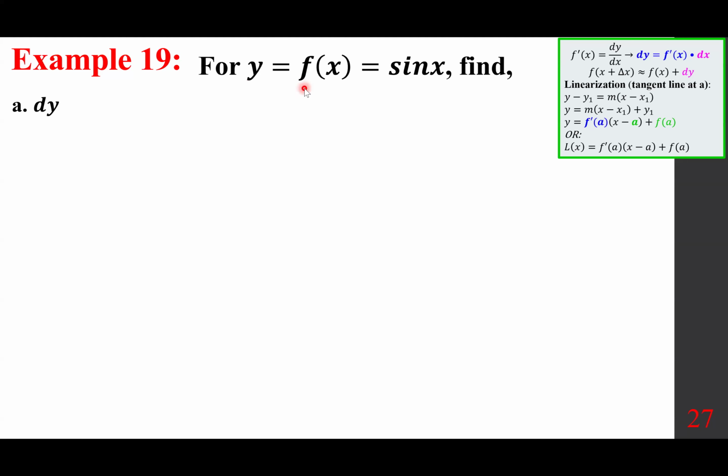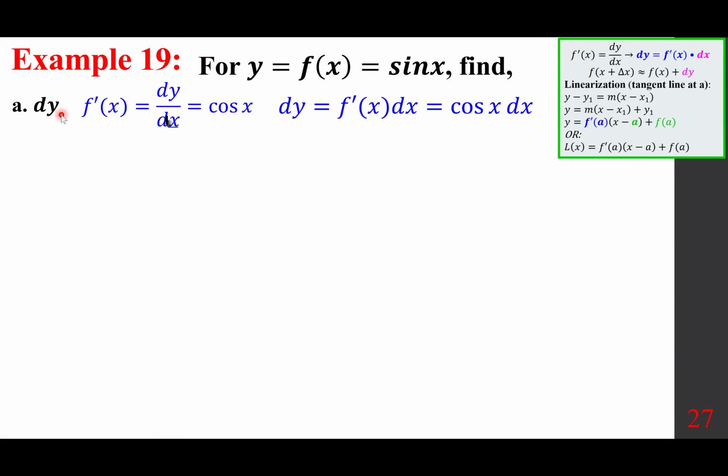For y equals f of x equals sine x, find dy. So to find dy, we find f prime of x, or dy dx, first, which is obviously cosine x. So dy is the same thing times dx, because dy is f prime of x dx, so cosine x dx. So that's very straightforward.